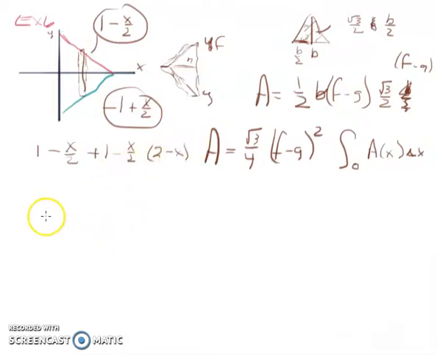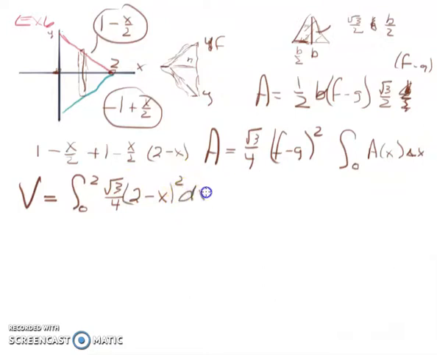So how would I put that all together? I would say the volume is equal to, remember, we have to have the area. It's the integral from 0 right here to where they meet at the x-axis. I believe that's 2. 0 to 2 times the area. Well, what is the area again? It's radical 3 over 4 times f minus g squared, 2 minus x squared. And our variable of integration is x, so we're going to say dx. Hopefully that makes sense.